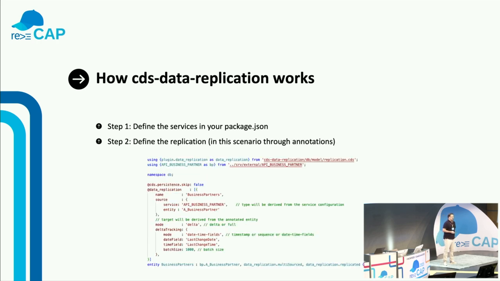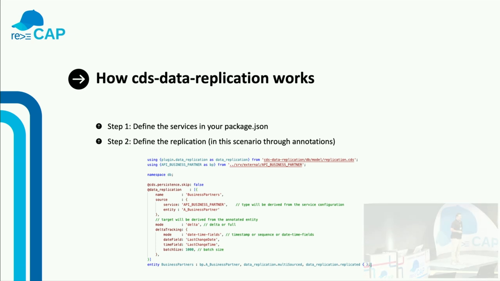And what cds-data-replication brings to the table, there's one option to use it, is a little bit of annotation telling the service that we have an external service, we have an entity called business partners, and we want to replicate this into our local database. If you apply this kind of configuration, you can see we also have some sort of delta tracking, so we can replicate the full data, or if this is supported, we can also use timestamps to only refresh data that is updated in the meantime.